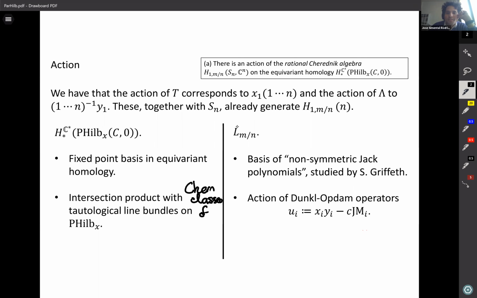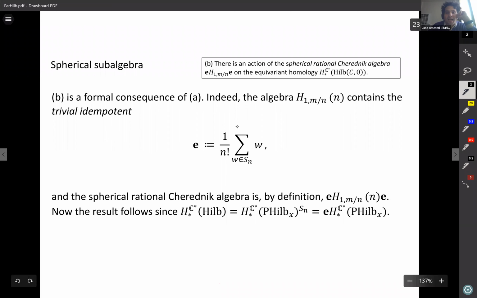Moving on to part B, which says that there's an action of the spherical theoretic algebra. This is a formal consequence of part A. The point is that we have this map from the parabolic Hilbert scheme to the Hilbert scheme.